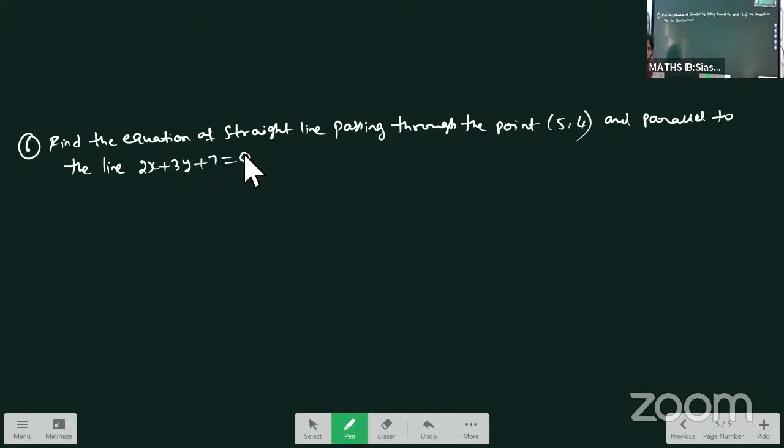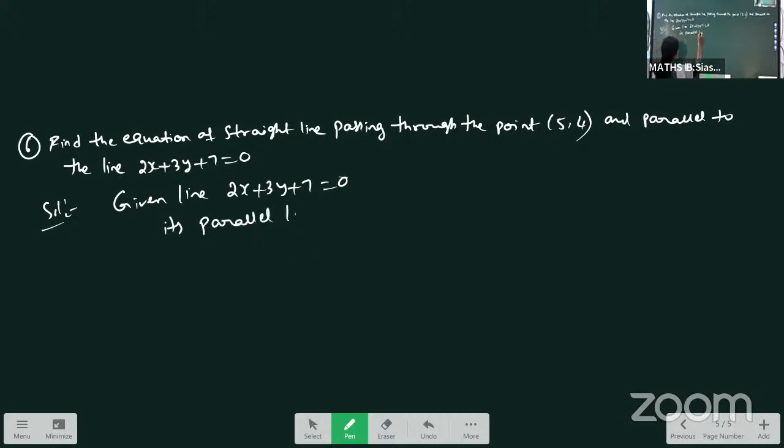So one equation of straight line is given. He is asking for the parallel line of that equation which passes through 5, 4. Solution. Given line: what is the given line? 2x plus 3y plus 7 is equal to 0. So first we will write the parallel line of it. How is the parallel line? x and y as it is, only instead of 7 we have to take k. Take it as equation 1.